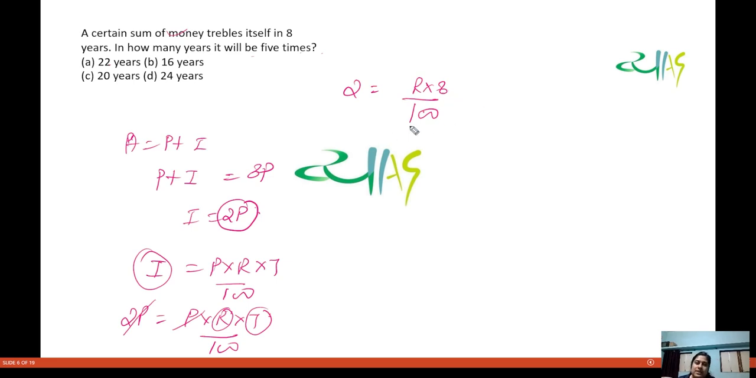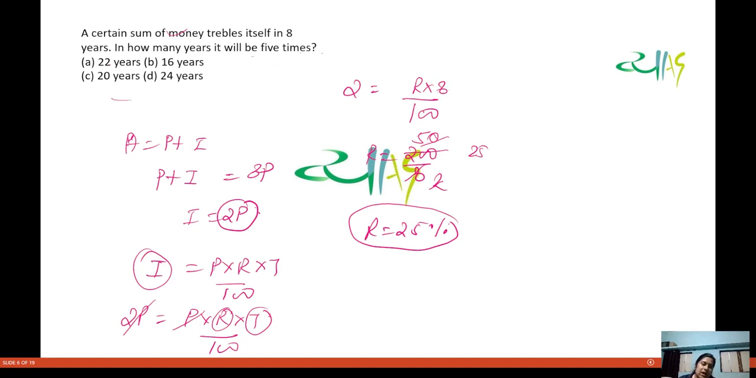So now this becomes R into 200 by 8. So this will become 2 times 4 is 8, 4 5s are 20, so rate is equal to 25%. Okay, rate is equal to 25%.